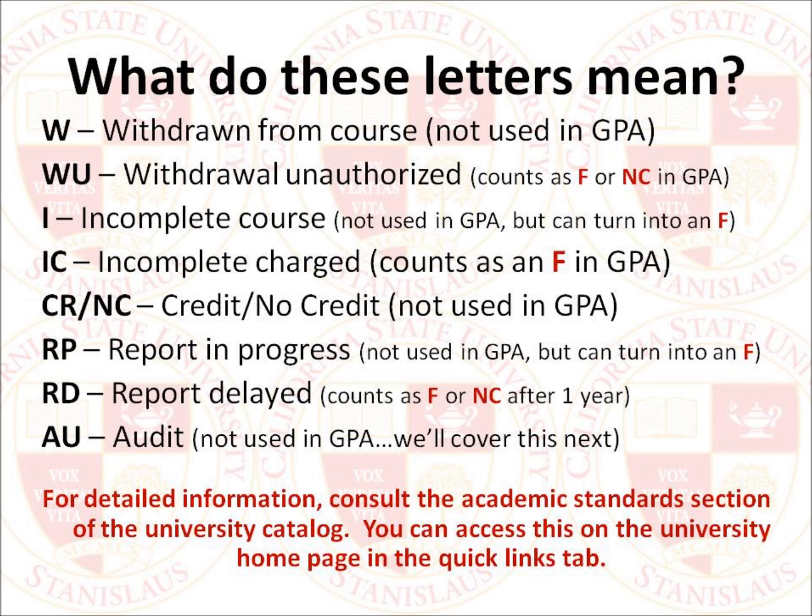RD means that no grade was reported by your instructor. RD grades will revert to a no credit if you selected to take a course credit, no credit, or an IC grade if you've selected a letter grading option for the course. An AU is an audit. This is not used in grade point average calculation, and we'll cover this next. For more detailed information, you can consult the Academic Standards section of the University Catalog. You can access this information on the University homepage in the Quick Links tab.